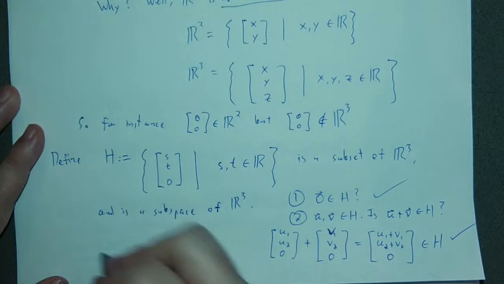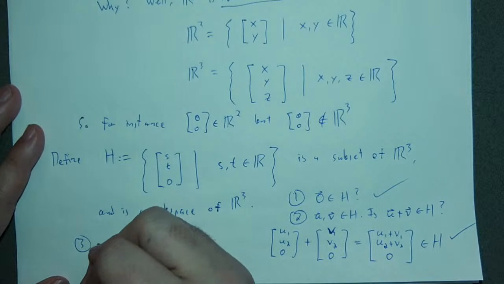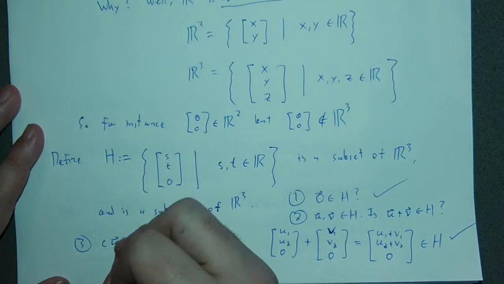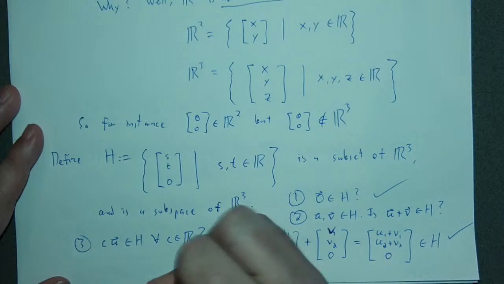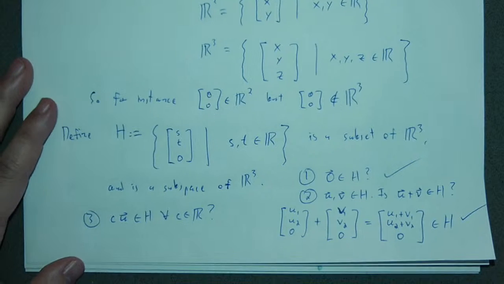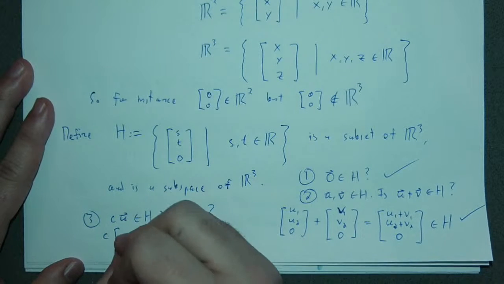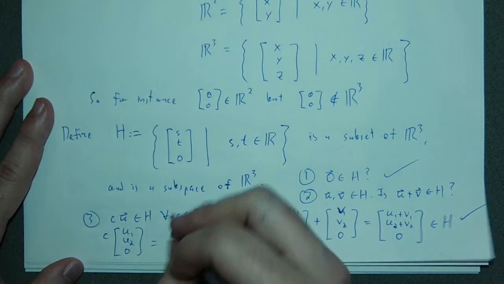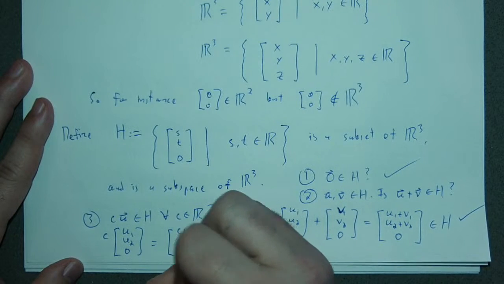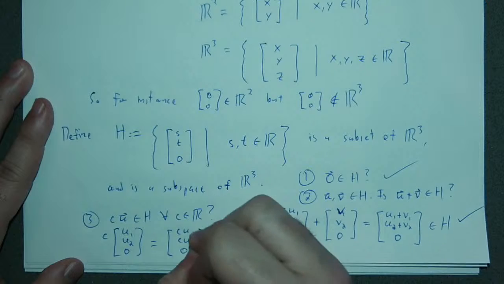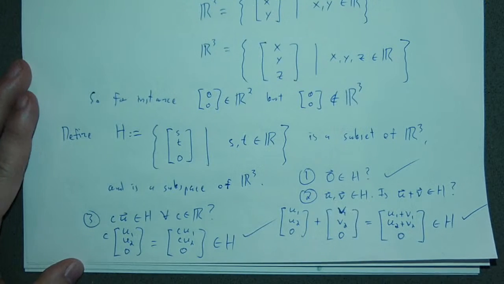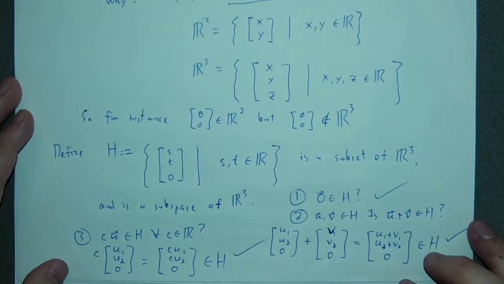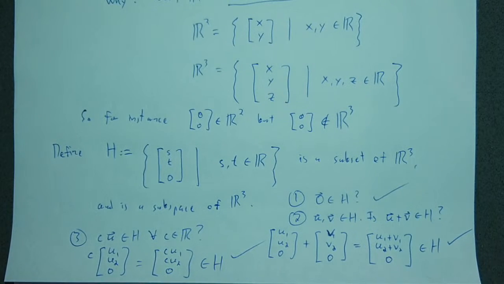Okay, and then the third thing I have to check is whether c times u is in H for all c in R. Well, the answer to that is c times (u1, u2, 0) is (c u1, c u2, 0). So that's a real number, a real number, 0. That is in H. So it's a subspace of R3.